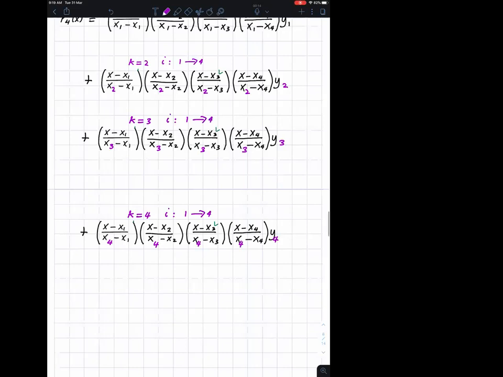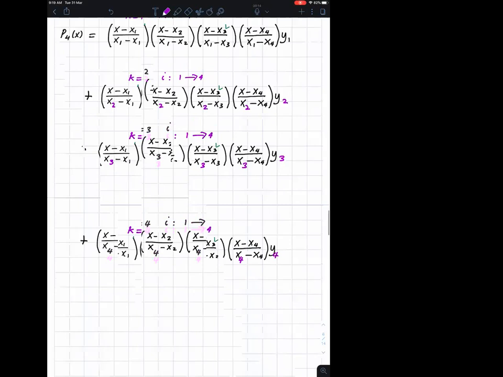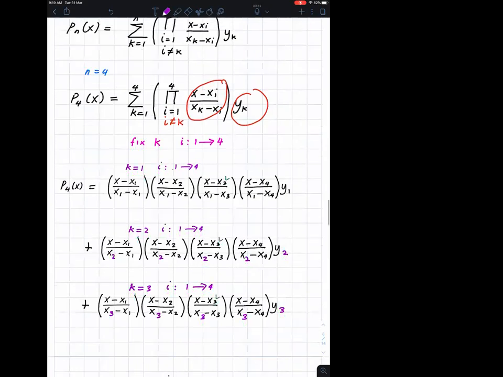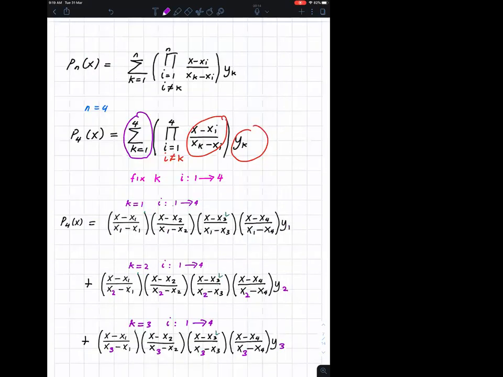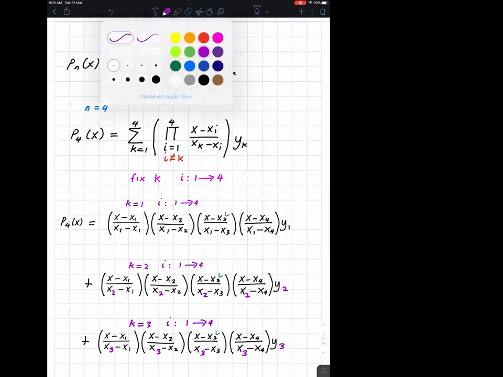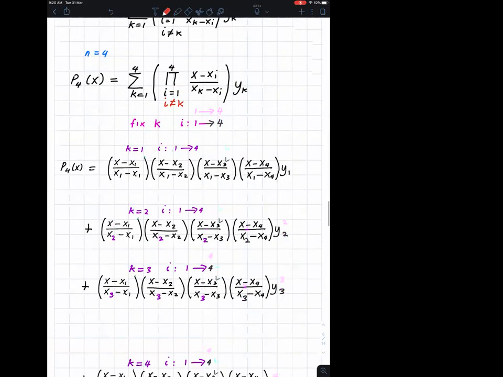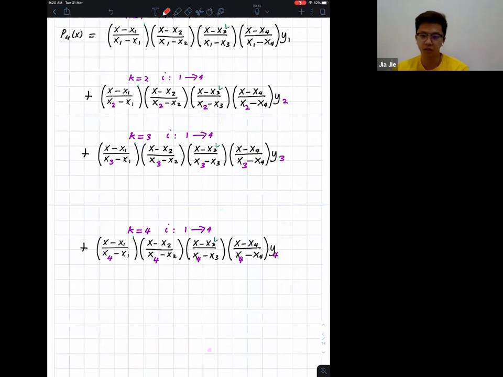So you have done this. You have done this for K equals 1 to 4. And each time when you change the K, you have swapped. So you sweep I from 1 to 4. Is this clear so far, before I move on? Yes, sir. Everything is clear.